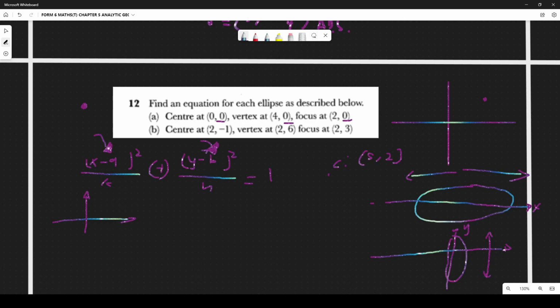Sorry, give me 1 second. Let's look at this question. This one you don't have to sketch, so that's good. But we still have to find the equation.